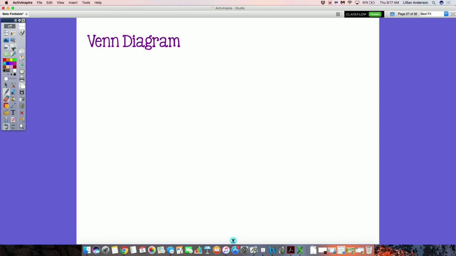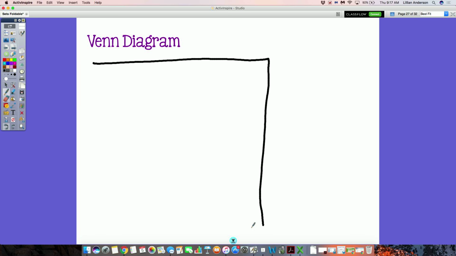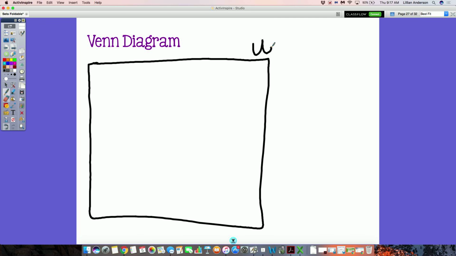All right? So on your foldable, however you want to do it, okay, for this particular example, what we're going to do is we're going to draw the Venn diagram for this particular situation, okay? Now, of course, we're always going to have our universal set, which is that rectangle. You always, always, always include that universal set.